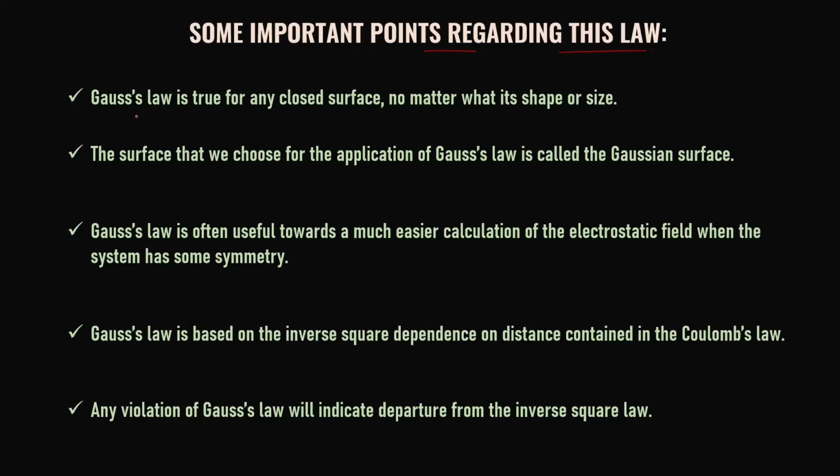So what is the first key point? Gauss law is true for any closed surface, no matter what its shape or size. The surface that we choose for the application is called the Gaussian surface, and it is often useful towards much easier calculation of the electrostatic field when the system has some symmetry. In the first point we have told that it is applicable for any shape or size of the closed surface.